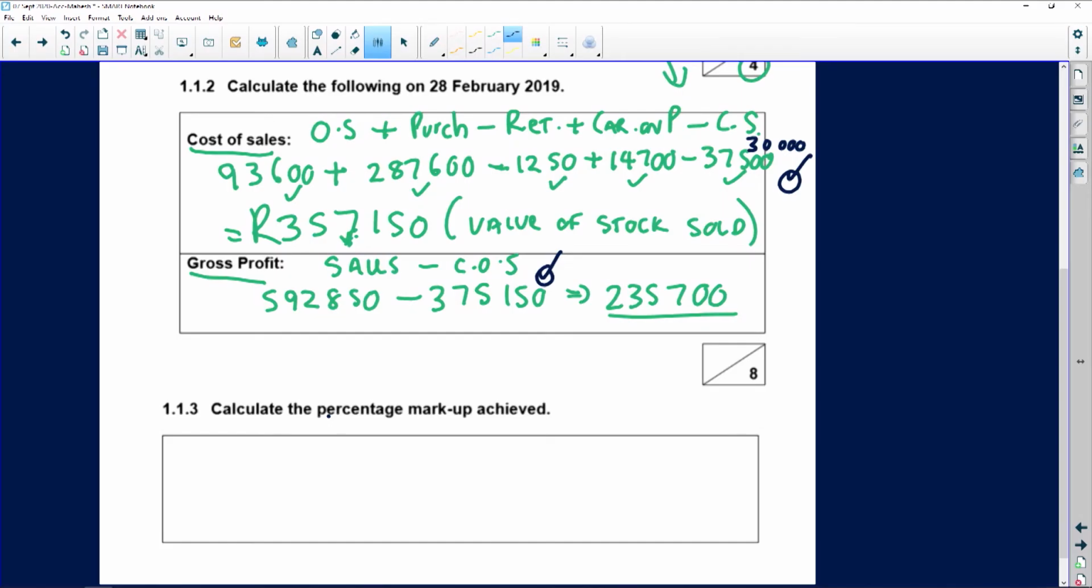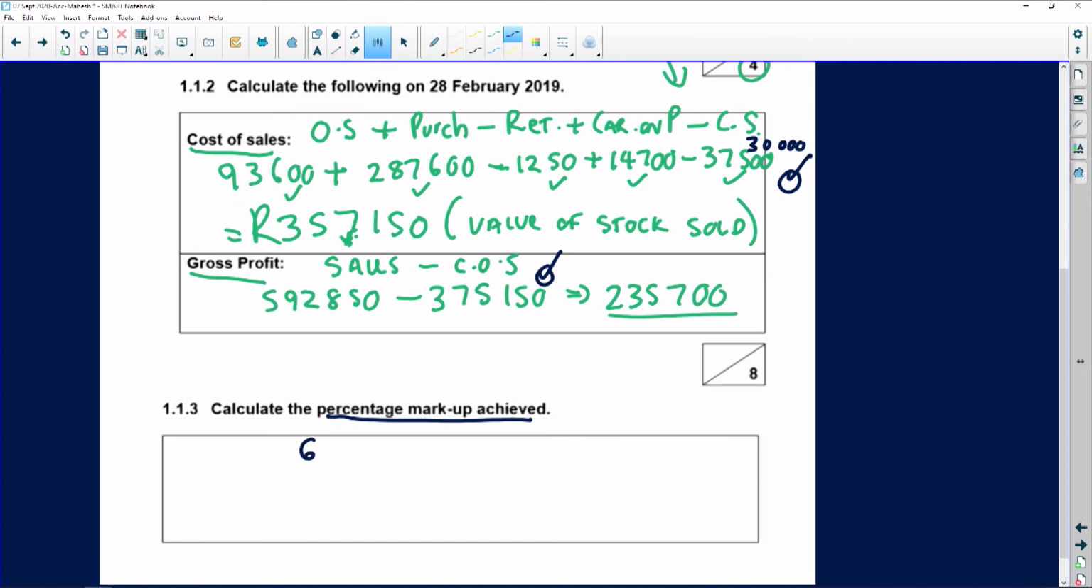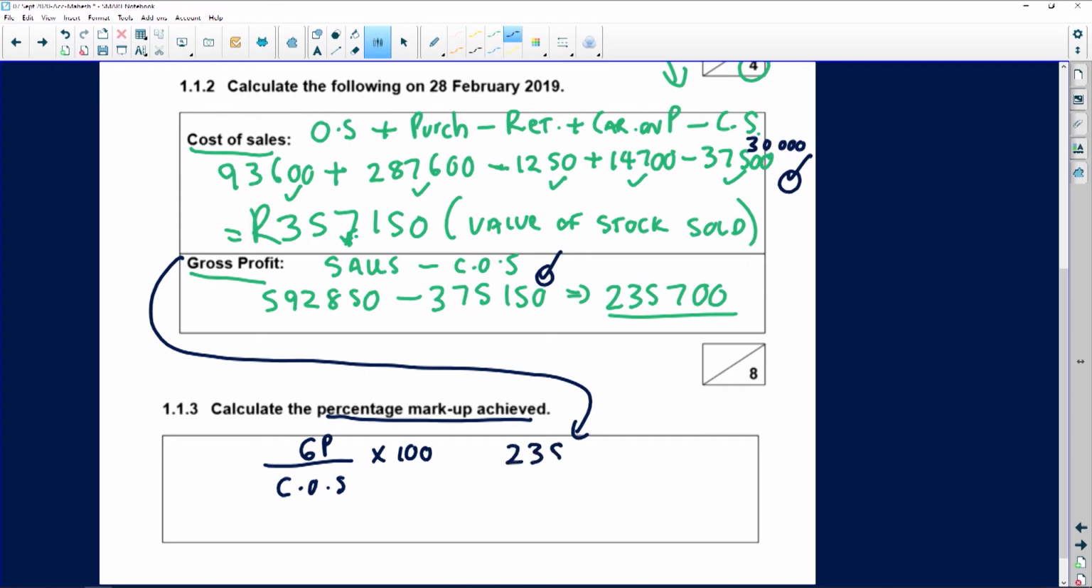And we're now moving on to calculate the percentage markup that was achieved, obviously, for this particular financial year. So remember, markup percentage, the calculation is quite straightforward. Gross profit divided by cost of sales. And because you want a percentage, obviously, you're going to multiply that by 100. Right, gross profit is coming from our previous question. So remember, there's our gross profit. We calculated it already to be an amount of 235,700.